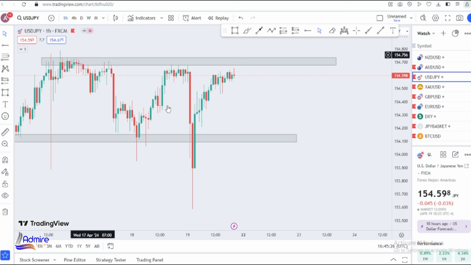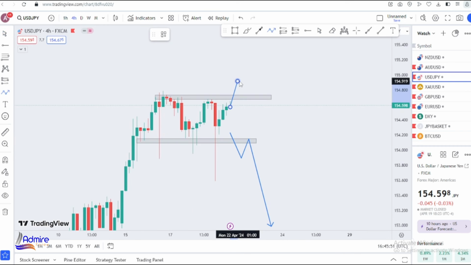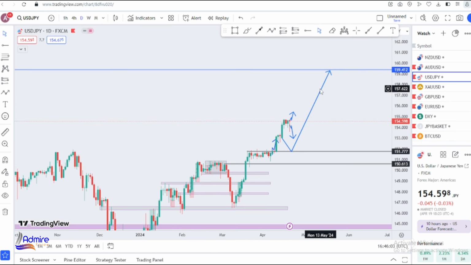I would be looking for price to either break to the downside, retest, and then push continuations all the way to the downside, or price would clear the highs and push continuations to the upside for USDJPY. And our next target on USDJPY is all the way up to the highs of the 159 area, all the way there to the upside.